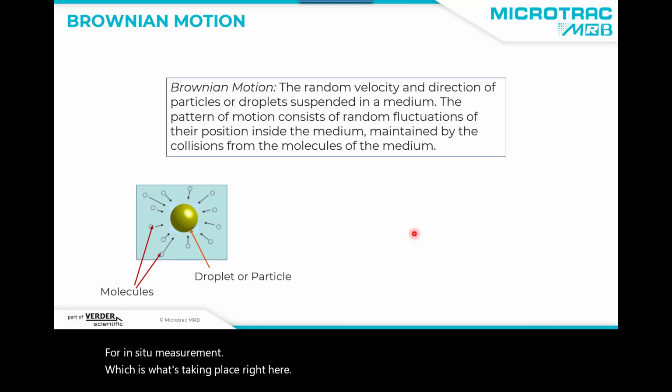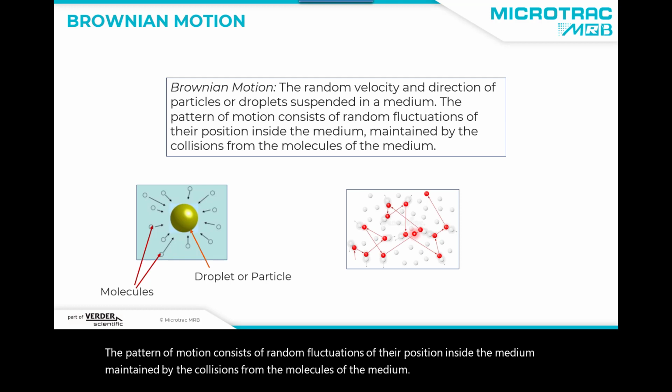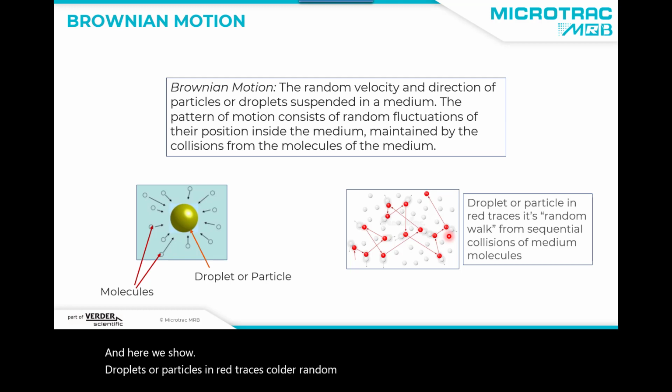Quick review of Brownian motion. It's the random velocity and direction of particles or droplets suspended in a medium. The pattern of motion consists of random fluctuations of their position inside the medium, maintained by the collisions from the molecules of the medium. And here we show droplets or particles in red traces, called a random walk, from the sequential collisions of medium molecules.